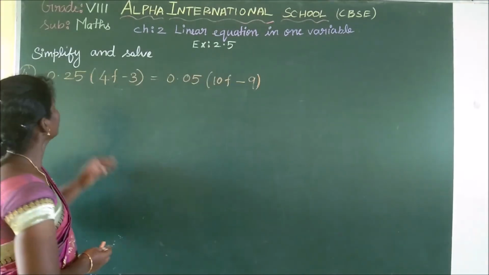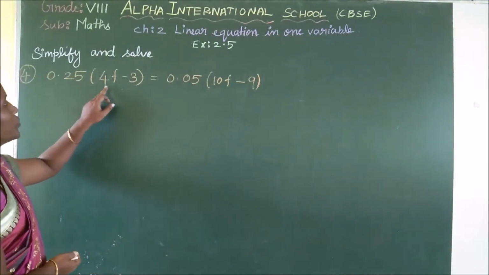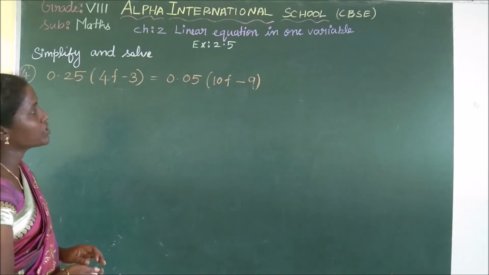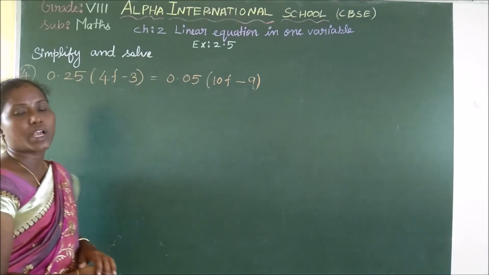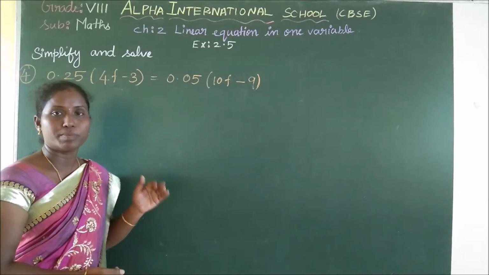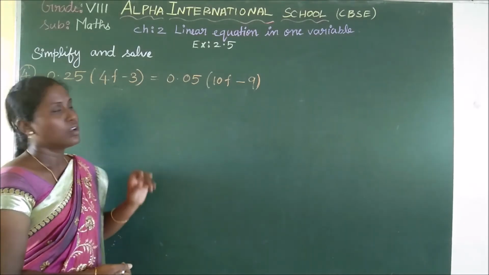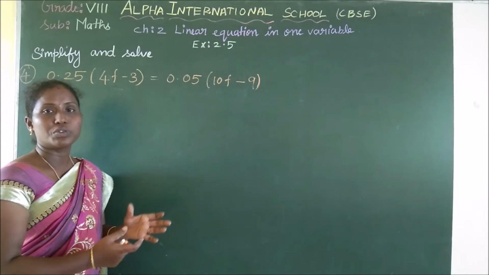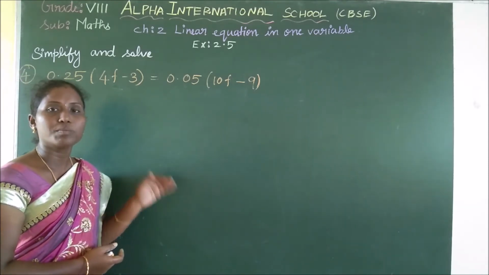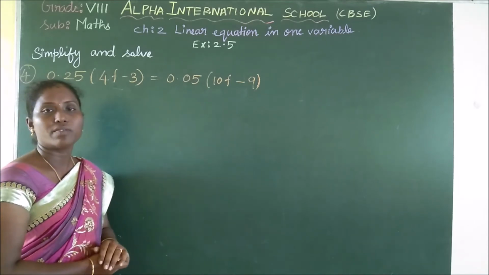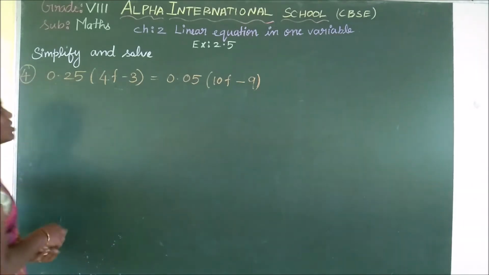Now the next problem: 0.25 into (4f minus 3) is equal to 0.05 into (10f minus 9). Here the variable is f. We have to find the value of f after simplifying. Don't think that because the question is in decimals it is too difficult, nothing like that. Whatever procedure we followed in the previous problem, if we follow the same, we can find the value of f.